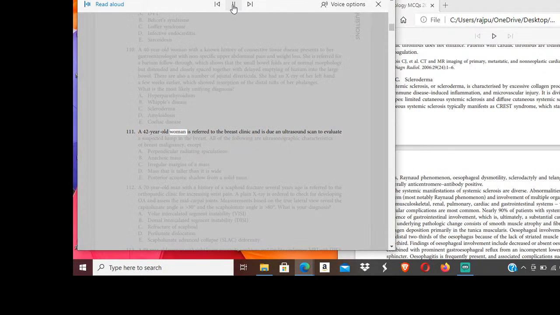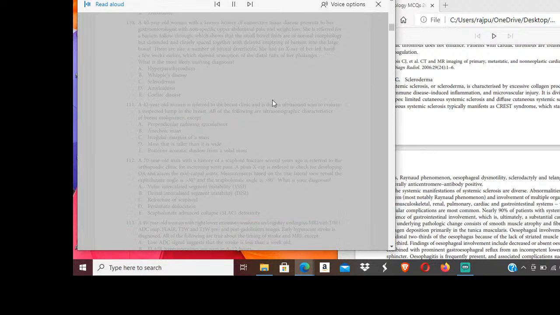A 42-year-old woman is referred to the breast clinic and is due an ultrasound scan to evaluate a suspected lump in the breast. All of the following are ultrasonographic characteristics of breast malignancy, except A. Perpendicular radiating spiculations. B. Anechoic mass. C. Irregular margins of a mass. D. Mass that is taller than it is wide. E. Posterior acoustic shadow from a solid mass.